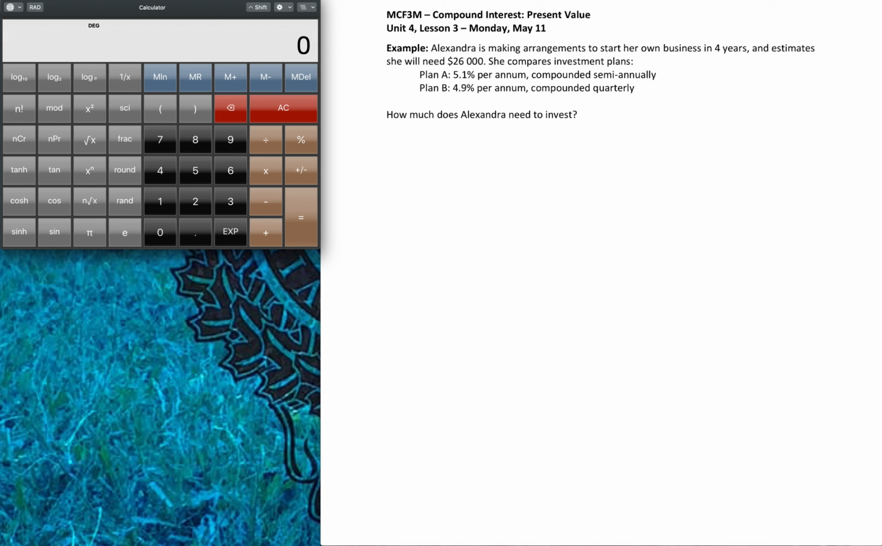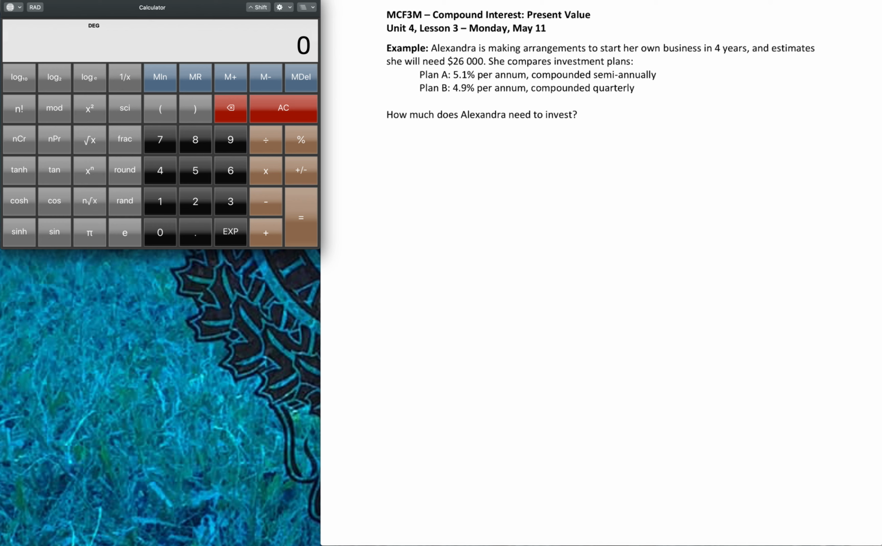Alexandra is making arrangements to start her own business in 4 years and estimates that she will need $26,000 total in order to get the business started, right? So she needs some amount of money to invest, but she needs it to equal $26,000 at the end of the 4 years, right? And so she's going to compare these two investment plans, okay? And they're just subtly different the way that they're set up, right?